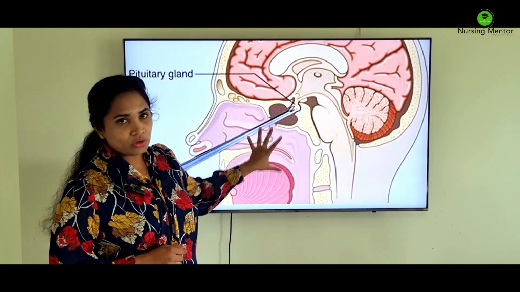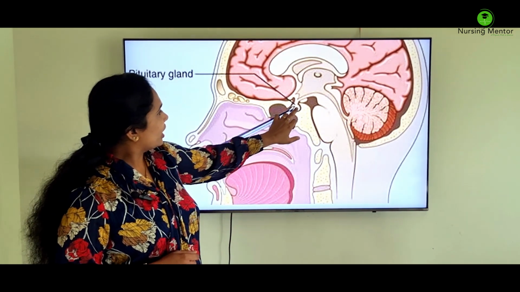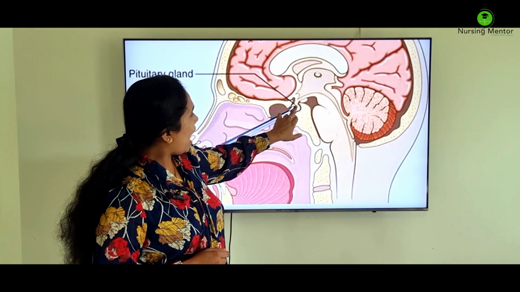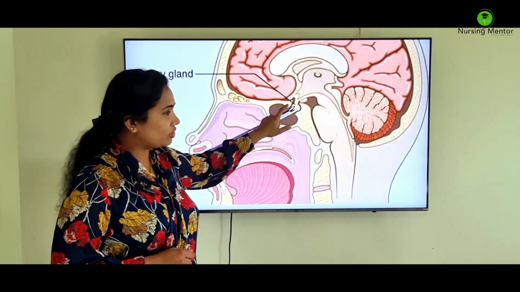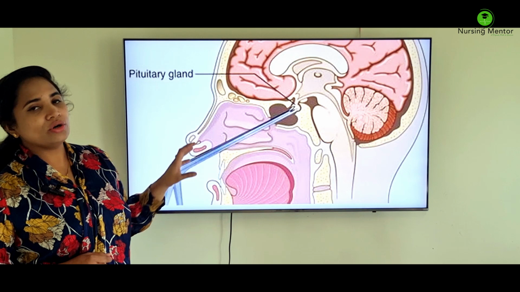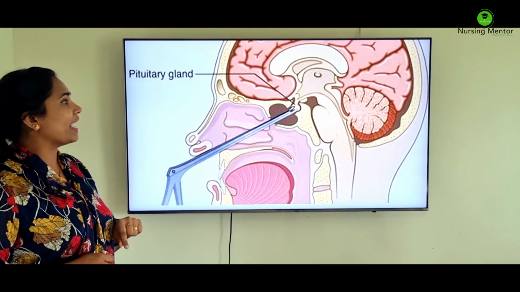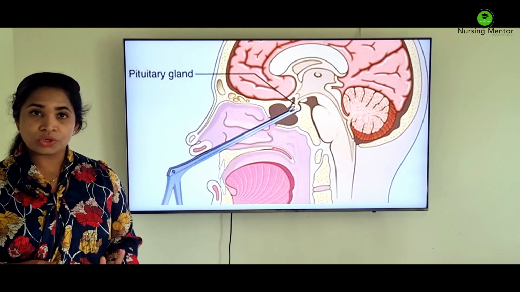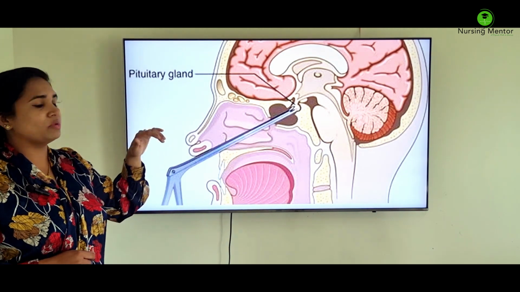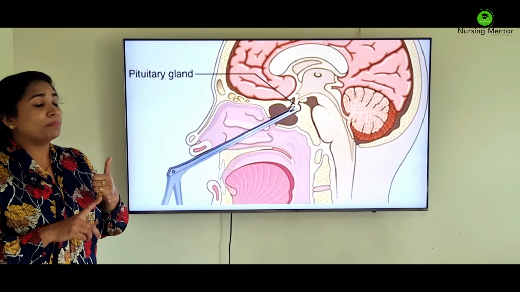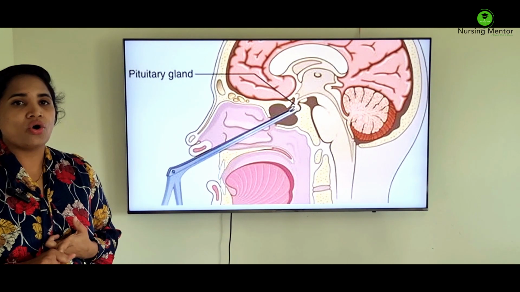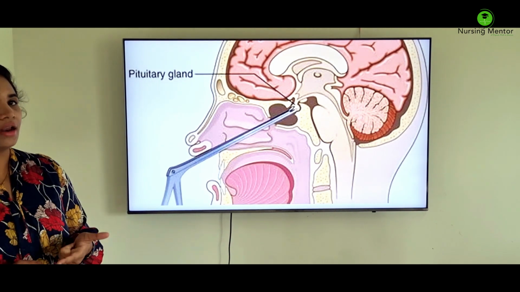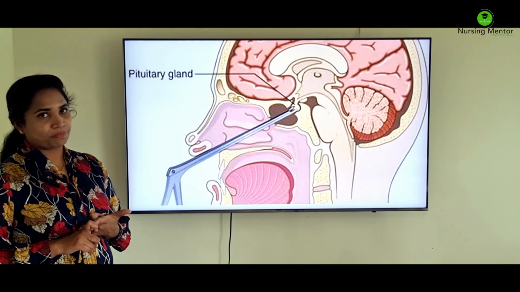So if you look at this diagram, you can see the pituitary gland and the hypothalamus above the pituitary gland, and all the hormones produced by the hypothalamus are stored in the pituitary gland. The pituitary gland has two lobes, the anterior lobe and the posterior lobe. And the posterior lobe stores two hormones called oxytocin and the antidiuretic hormone.